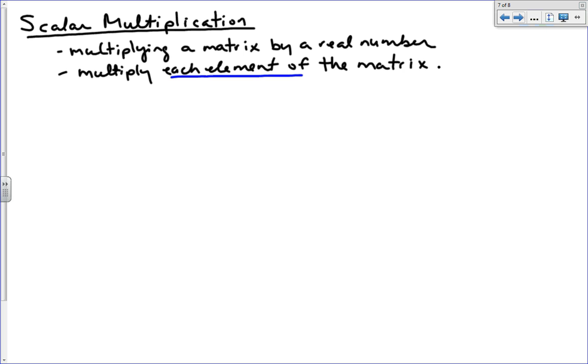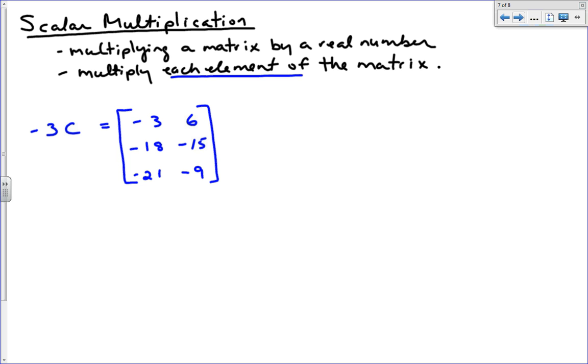Okay, so we could say that, for instance, negative 3C, and we'll use A, B, and C from the previous example. We could say that negative 3C is equal to, we just multiply each of the terms by negative 3. So we'll get negative 3, 6, negative 18, negative 15, negative 21, and negative 9. We've multiplied each term by negative 3.